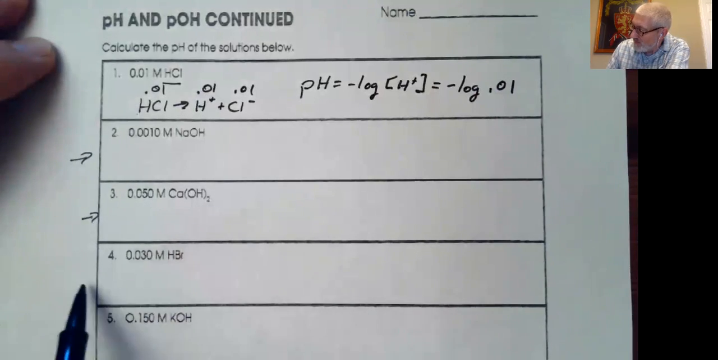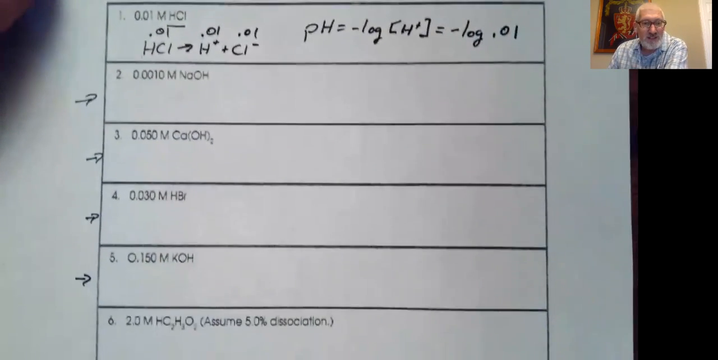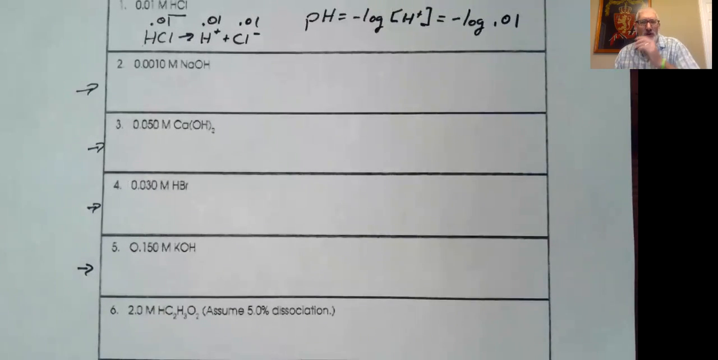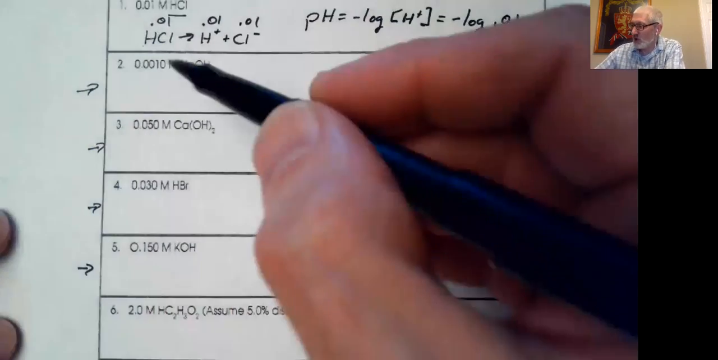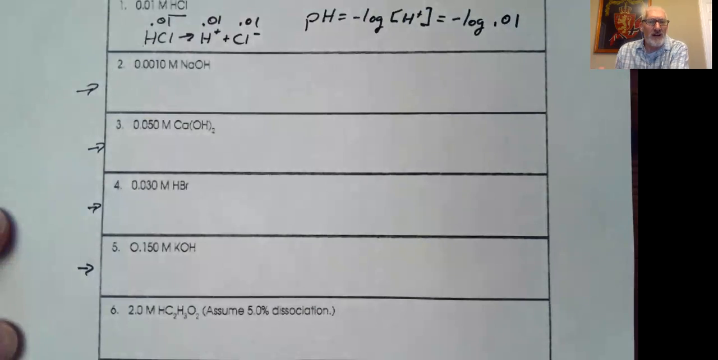These are all going to be done in the same way because they are all strong acids and strong bases. But then we get to this next problem here, number 6, and it says assume a 5% dissociation. So I want to talk through that real fast and then we're going to be done. If I'm not a strong acid or a strong base like in all of these, then I'm a weak acid or a weak base.